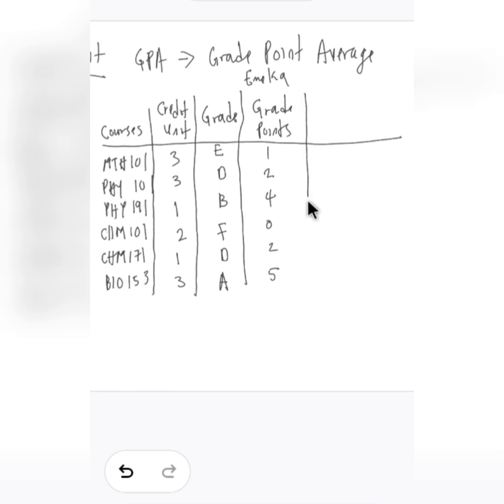So there's something else we're going to add, which is called quality points. Quality point. Now, this quality point will help us calculate our GPA, calculate Emeka's GPA. So quality point is the product of credit unit and grade point. So 3 times 1 gives 3, 3 times 2 gives 6, 4 times 1 gives 4, 2 times 0 gives 0, 2 times 1 gives 2, 3 times 5 gives 15. So let's total everything.